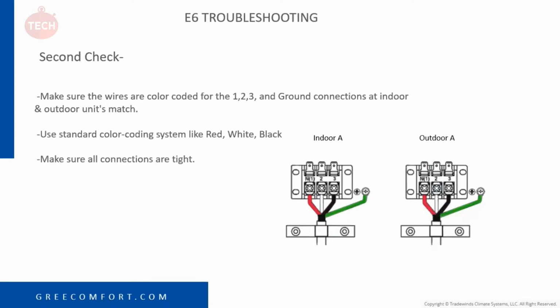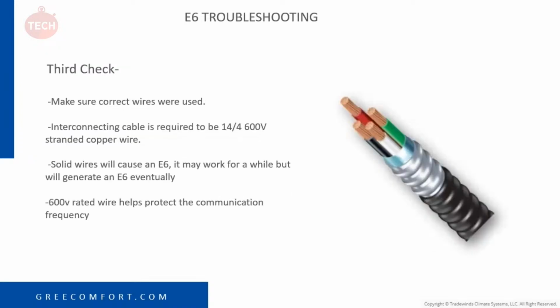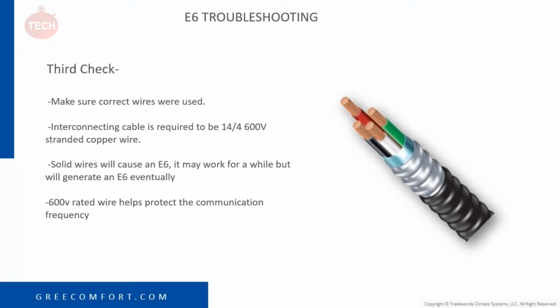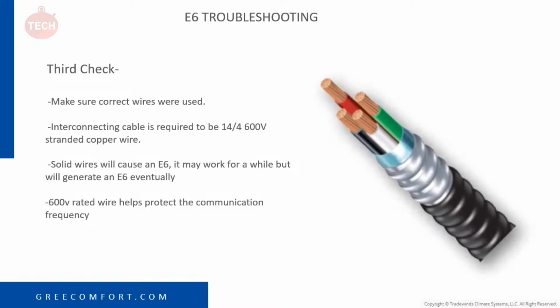Third check, we color-coded it properly. Also make sure we use the correct wire. Again, 14-4 stranded 600 volt rated wire is what we want to use. Solid wires will cause an E6. It may work for a while, but it will generate an E6 eventually. So I tell contractors it can work for 6 days, 6 months, 6 years, but eventually you'll get that code, an E6, if you use solid wire. And then also you want to use 600 volt rated wire, because that does help protect the communication frequency.